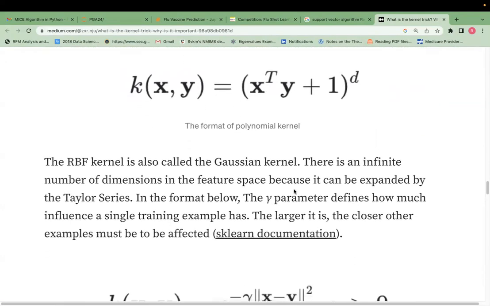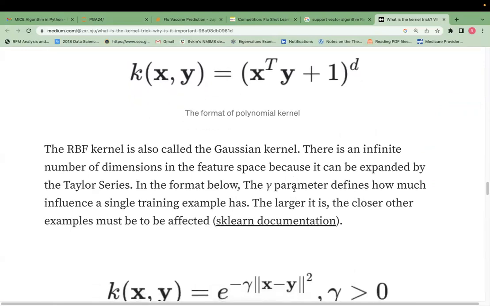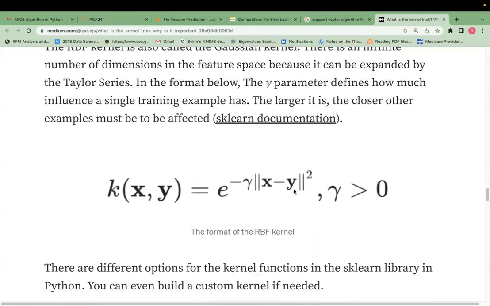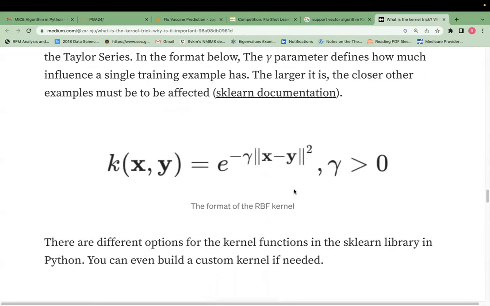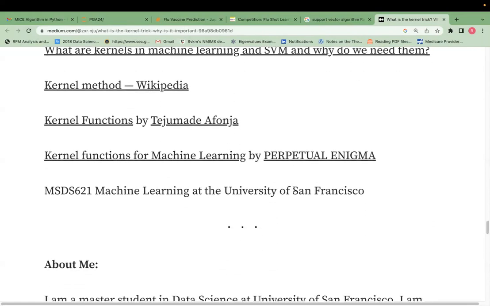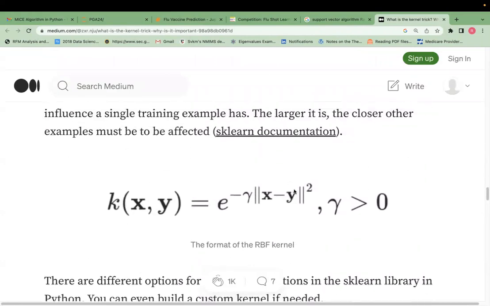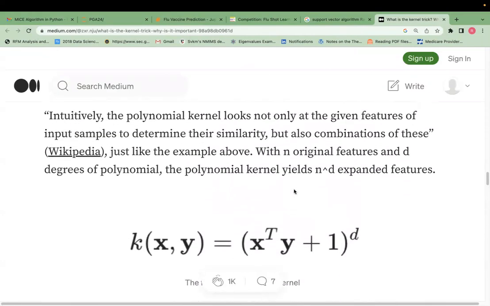The next is the RBF kernel, radial basis kernel, also called the Gaussian kernel. This has an infinite number of dimensions in the feature space. Here, e to the power of minus gamma times magnitude of x minus y, whole square, where gamma is greater than 0. The RBF kernel is the one we need to use when your data is non-linear in format. You can use the polynomial kernel. You can also use the radial basis kernel.